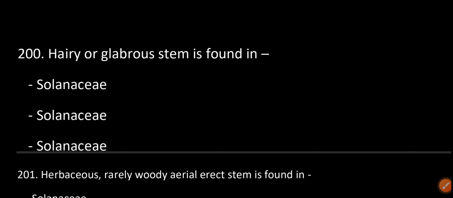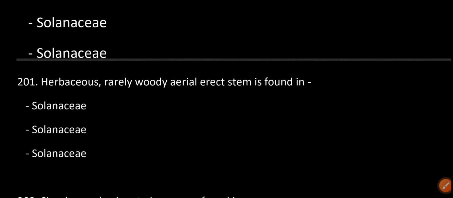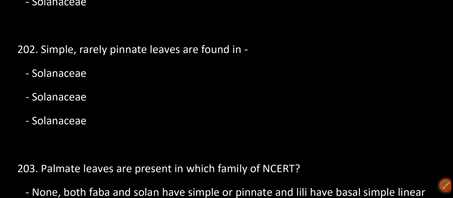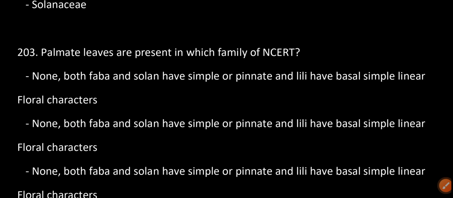Hairy or glabrous stem is found in Solanaceae. Herbaceous, rarely woody, aerial erect stem is found in Solanaceae. Simple, rarely pinnate leaves are found in Solanaceae. Palmate leaves are present in which family of NCERT? None.